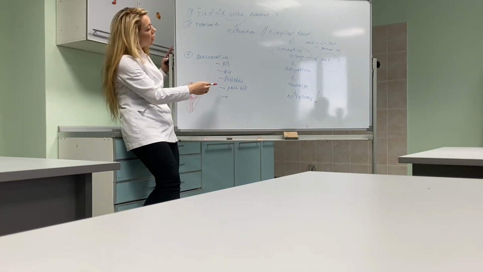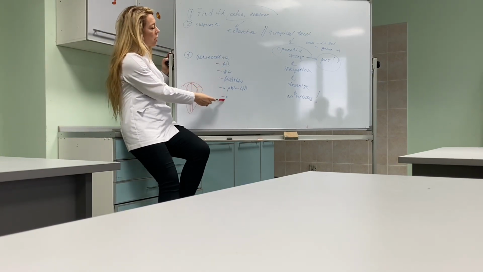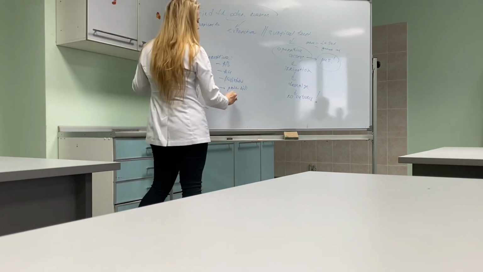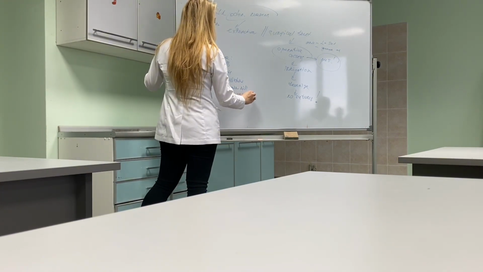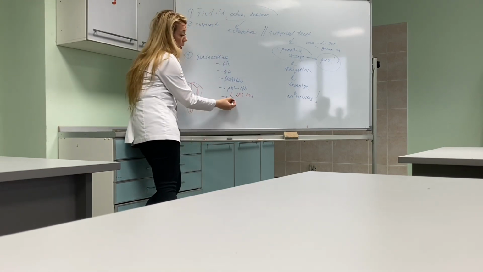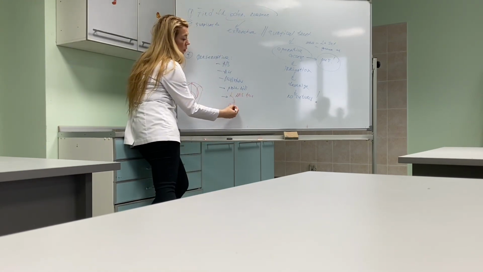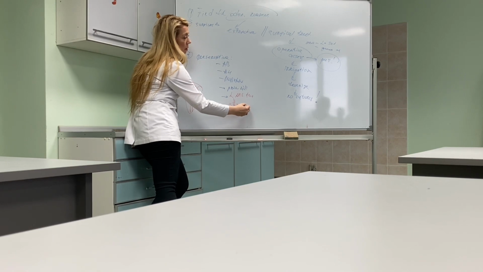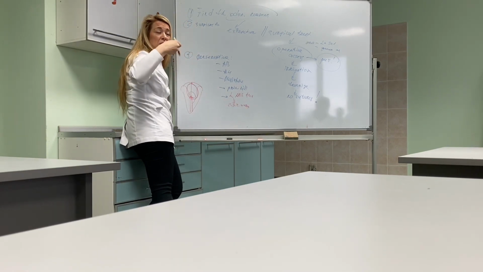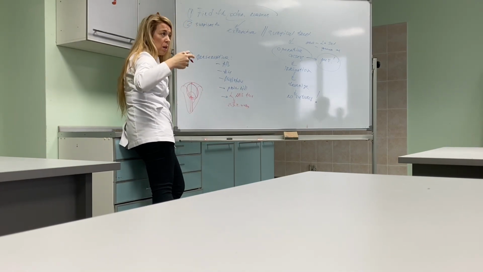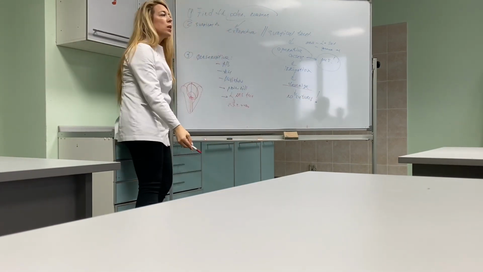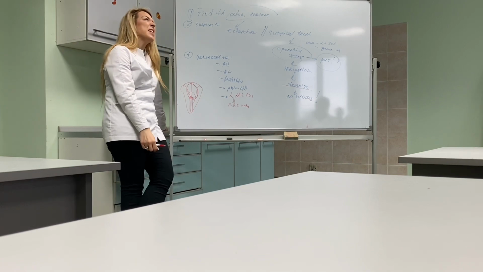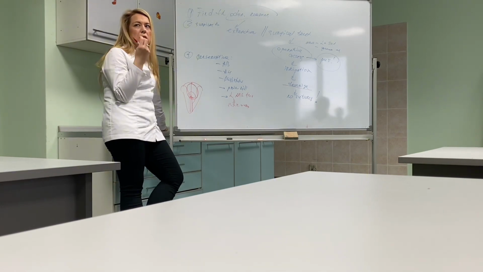Okay. Conservative therapy continues: antibacterial, antihistaminic, detoxication, painkillers, and local antiseptic therapy. What does it mean? Irrigation. We use irrigation 2 to 3 times a day. We need to clean it and to change the drainage. Yes, we put the drainage and we need to change it, ideally 2 to 3 times a day.